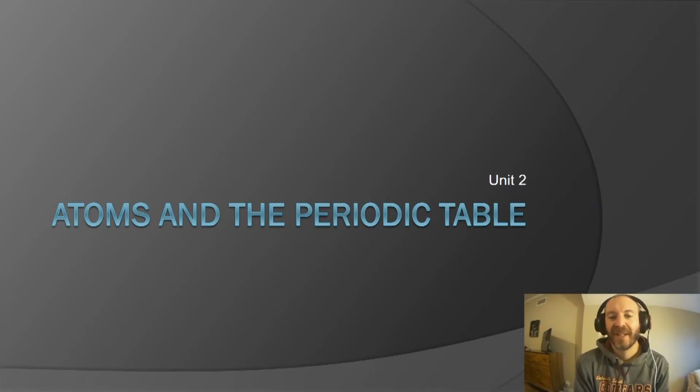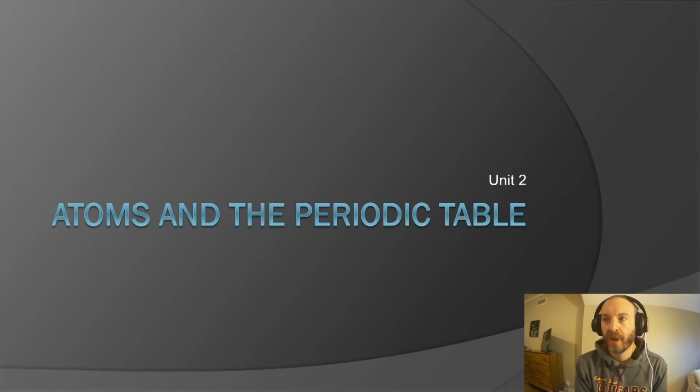Hi friends, we are on to Unit 2, and as you can see, it's about atoms in the periodic table. So we'll talk about what makes up an atom, a little bit about the history of the atom today, and then get into how the periodic table works and how it fits together, and do some stuff with electron configuration, and talk about how chemical reactions work.